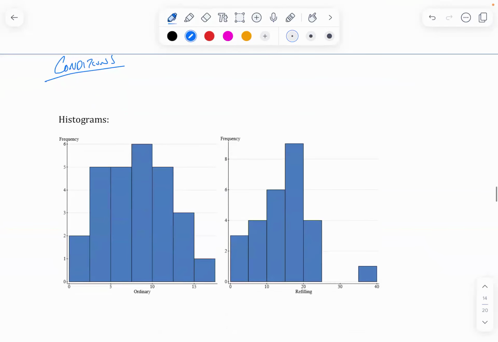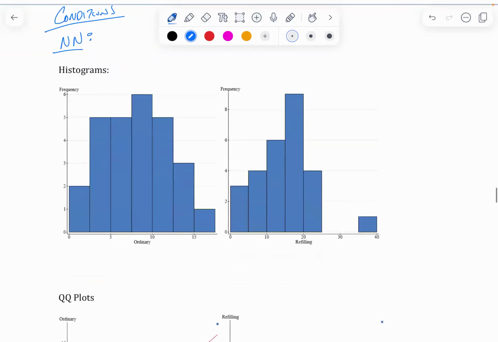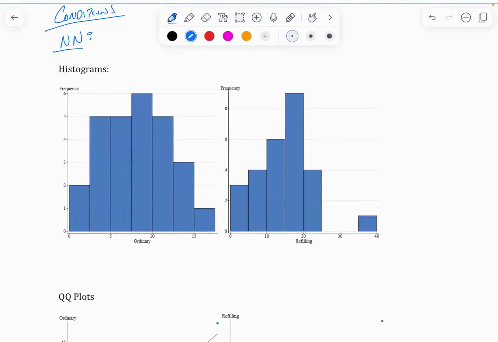The conditions essentially start and end with the nearly normal condition. I look at the histograms. Looking at this first histogram of the ordinary bowls, this looks unimodal and symmetric. That one looks good, and I can end right there. The refilling bowl, I'm just not sure. It's definitely unimodal, but I don't know if that's symmetric. Is this actually skewed? If I'm not sure, that means I would fail that condition.